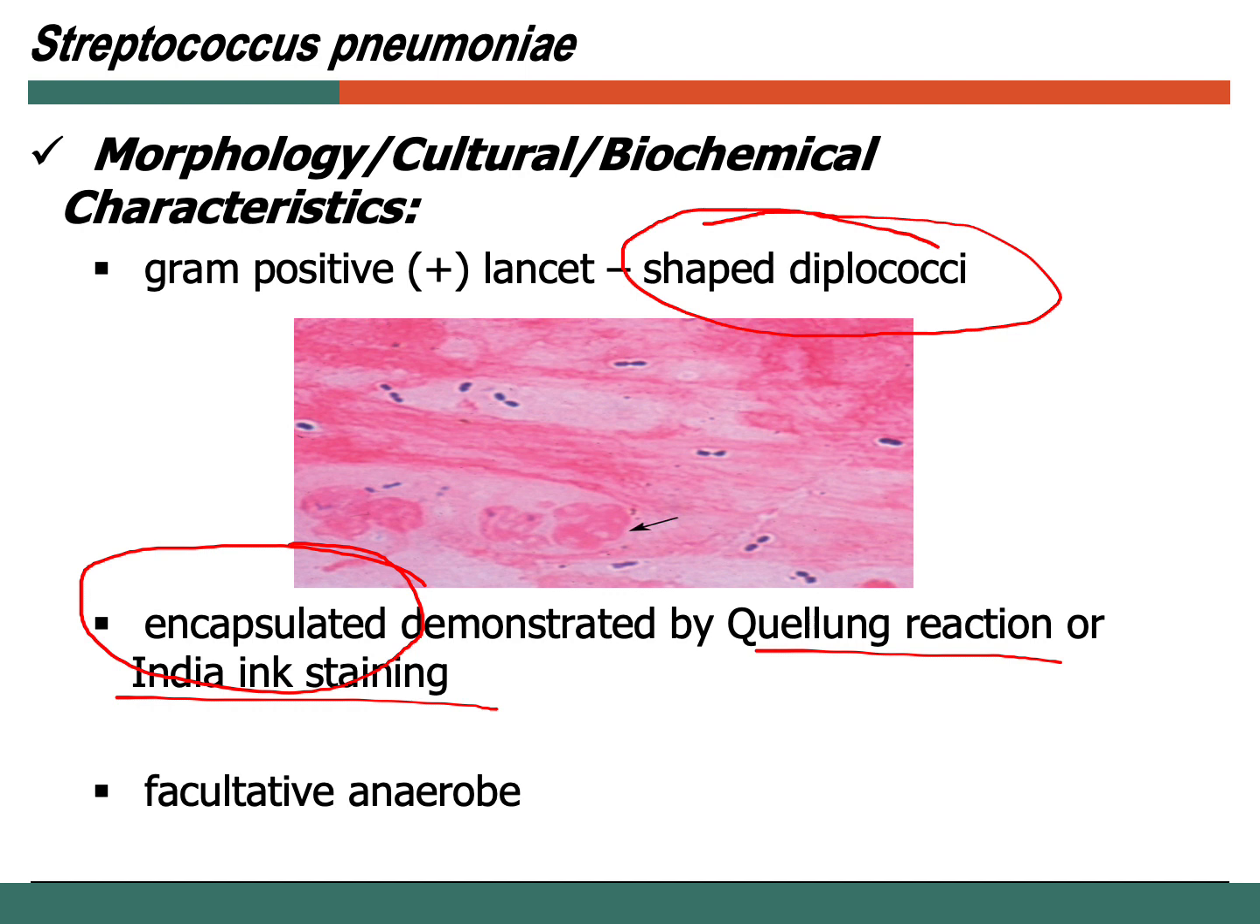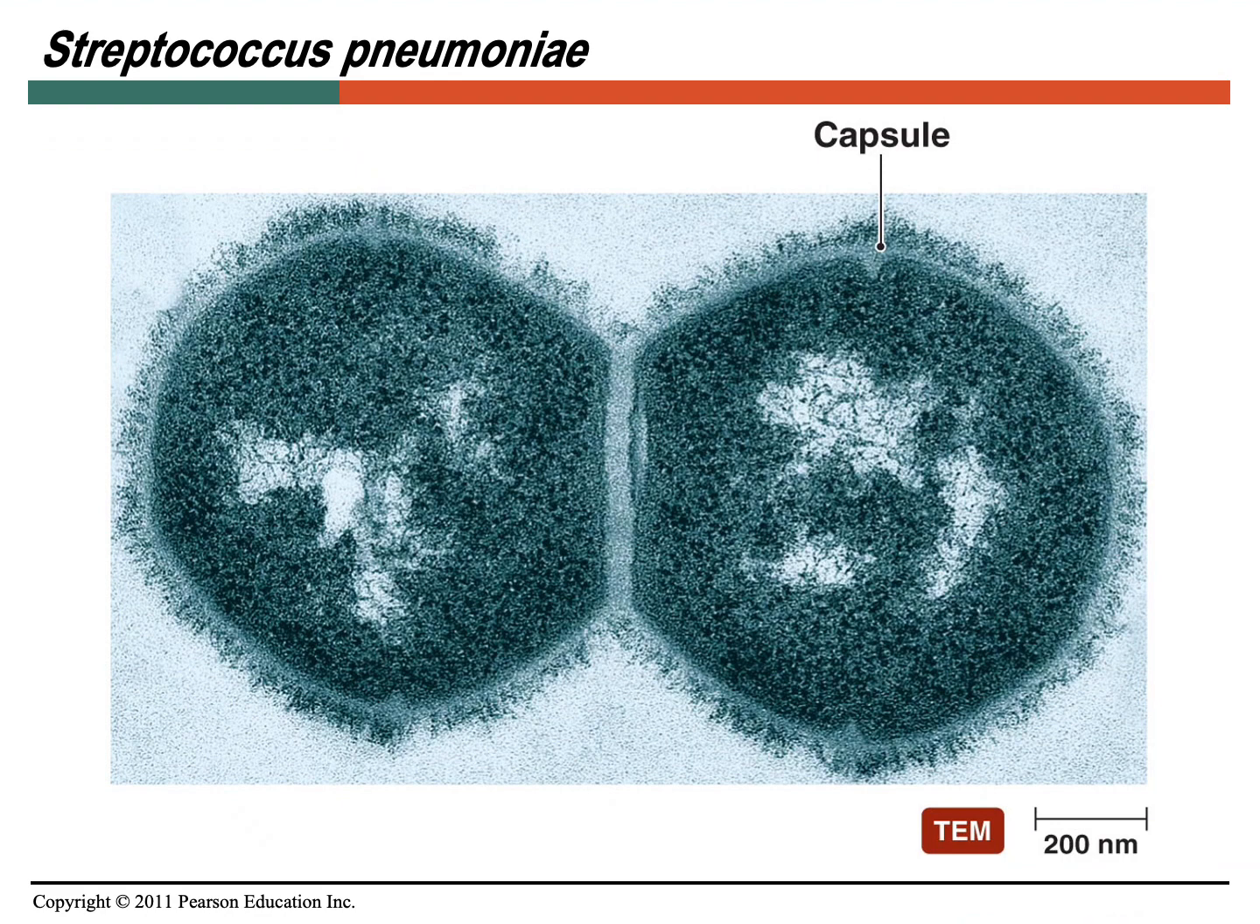These are still facultative anaerobes. Here is an electron micrograph of Streptococcus pneumoniae. The pointed structure there is the capsule, which is the major virulence factor of the organism.